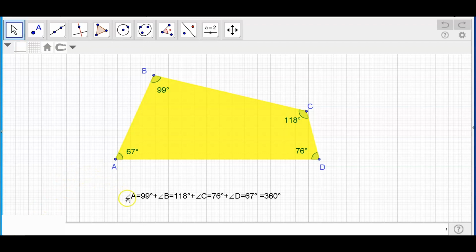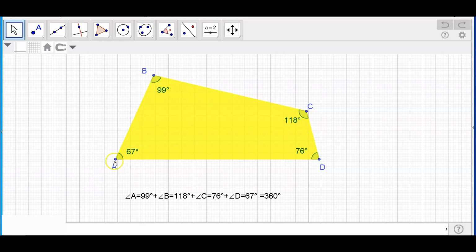So, now when we add angle A plus angle B plus angle C plus angle D, what do we get? We see that 99 plus 118 plus 76 plus 67 has become equal to 360 degrees. Now, is this going to be true for only this quadrilateral ABCD, or is it true for any other given quadrilateral? So, this is what we are going to find out now.